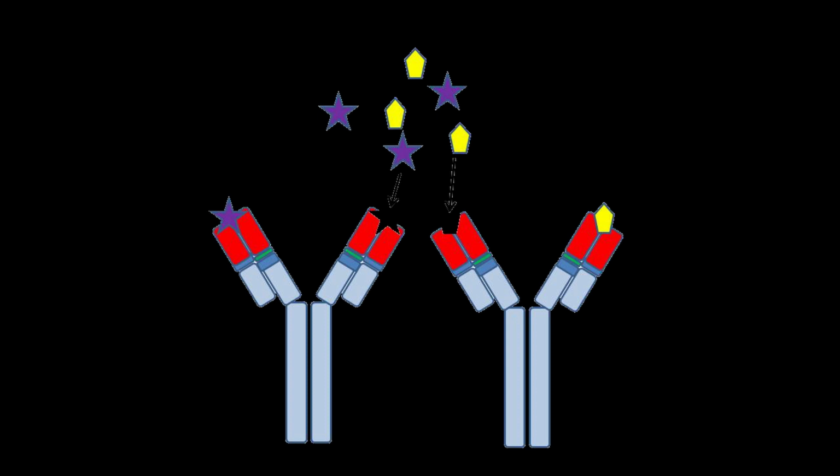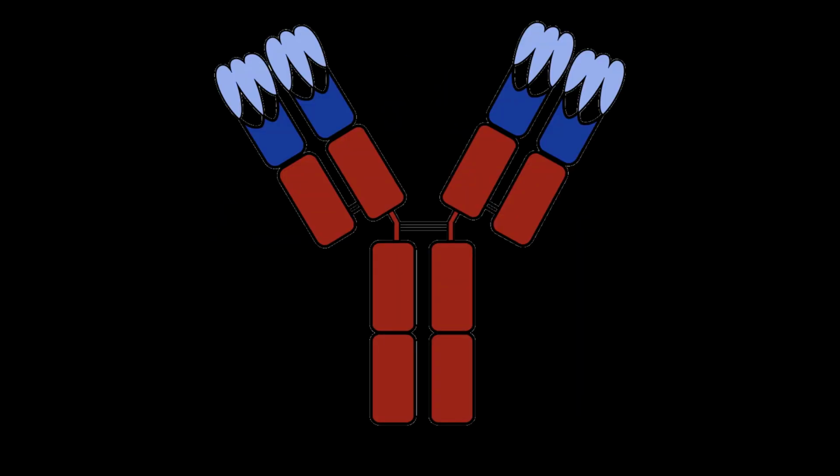Think of it like a lock and a key. When an antibody binds to its antigen, they fit together perfectly. A different antigen, or a different key, will not fit that same antibody, as a different key would not fit a lock. The second part is the FC region.